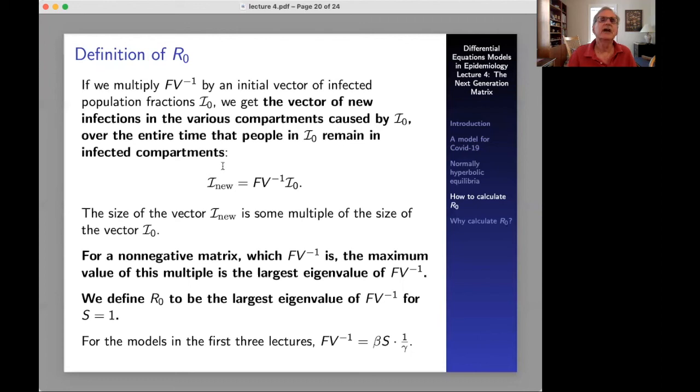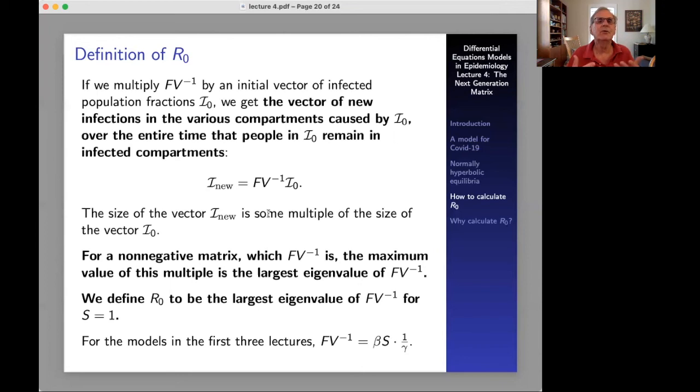Just look at the size of this vector, which is like the square root of the sum of the squares of the entries. The size of this vector of new infections is going to be some multiple of the size of the vector of old infections. And for a non-negative matrix, which FV inverse always turns out to be, the maximum value of this multiple is the largest eigenvalue of FV inverse.